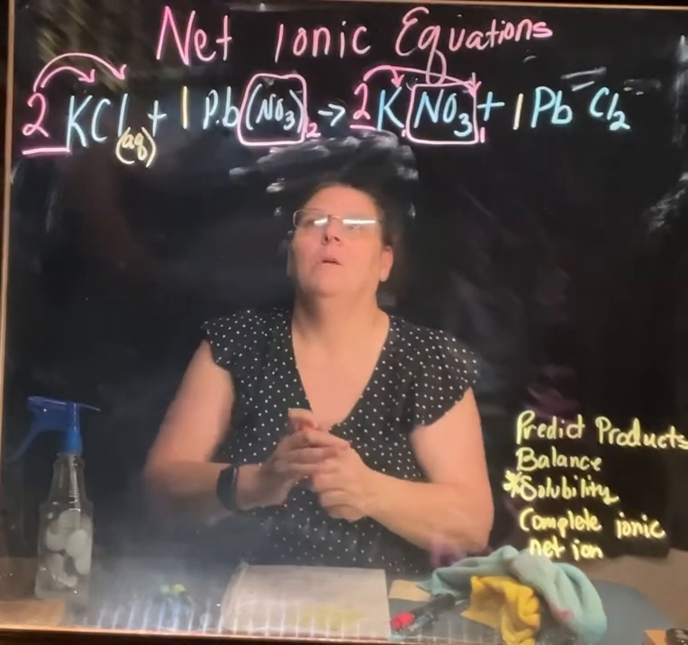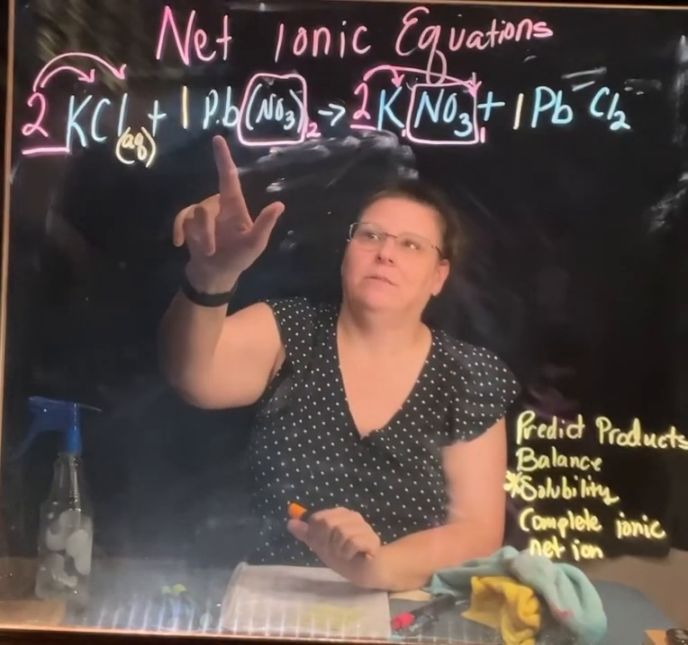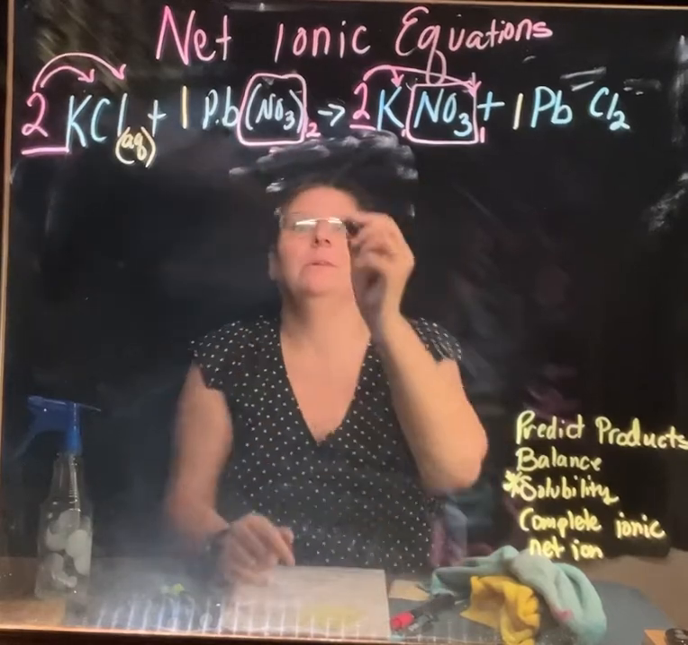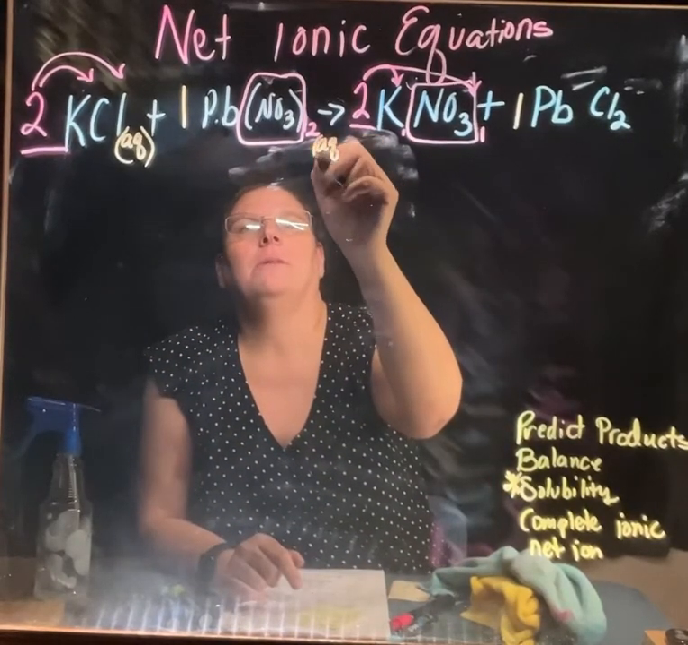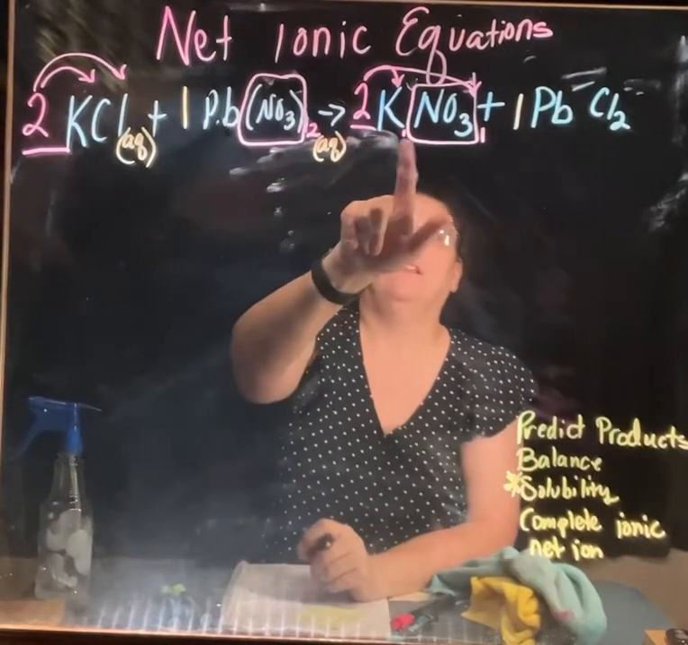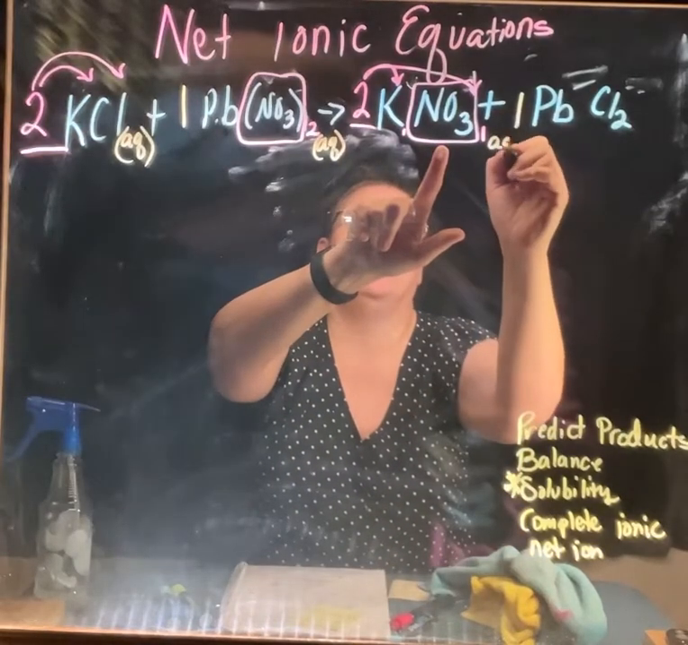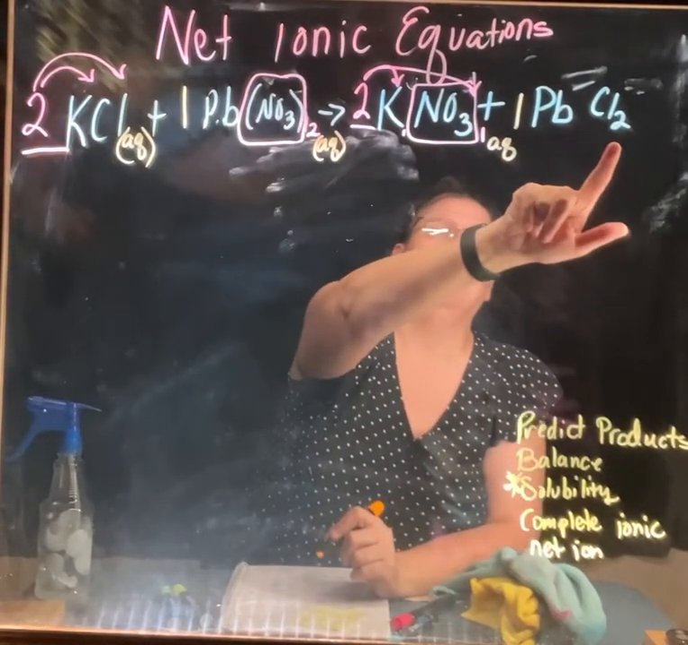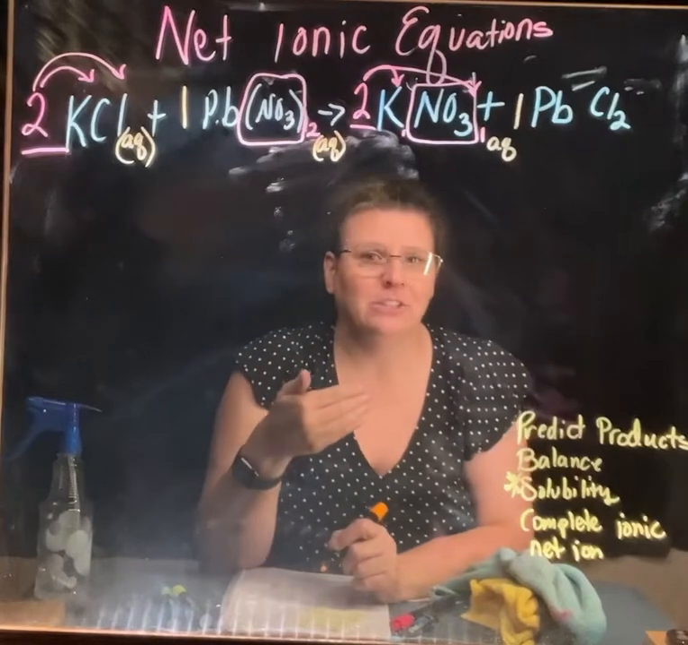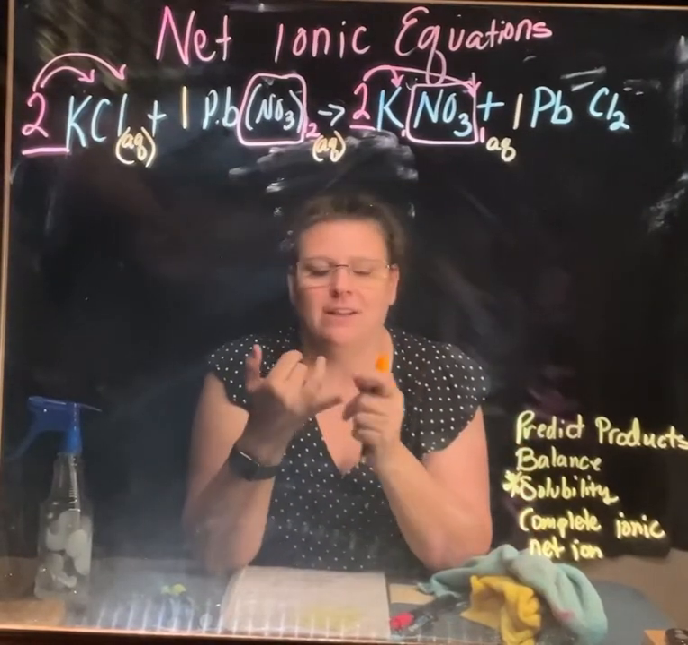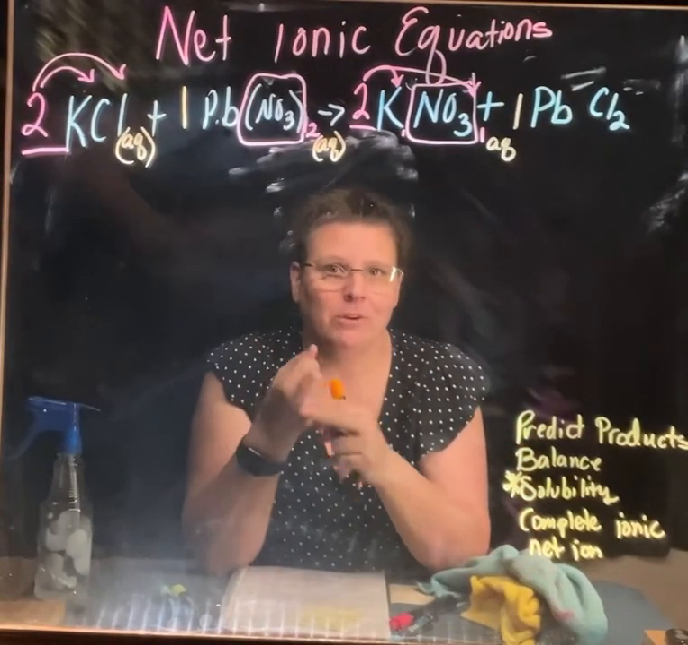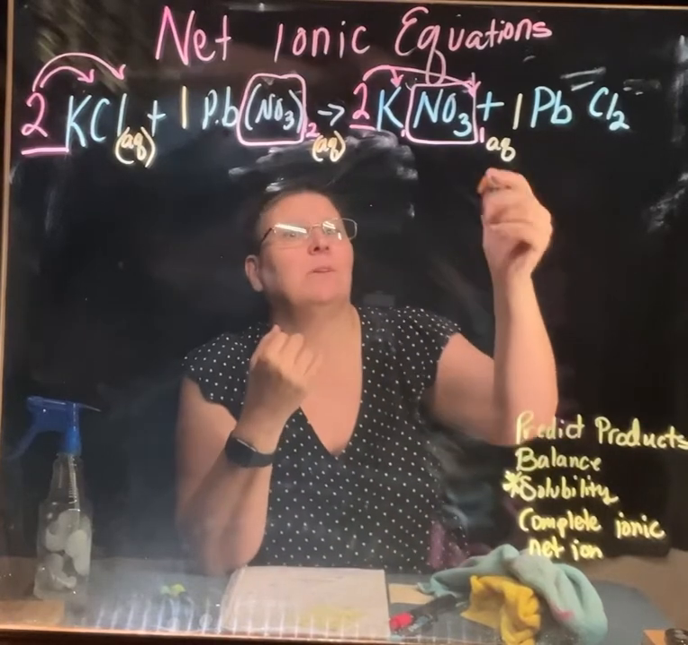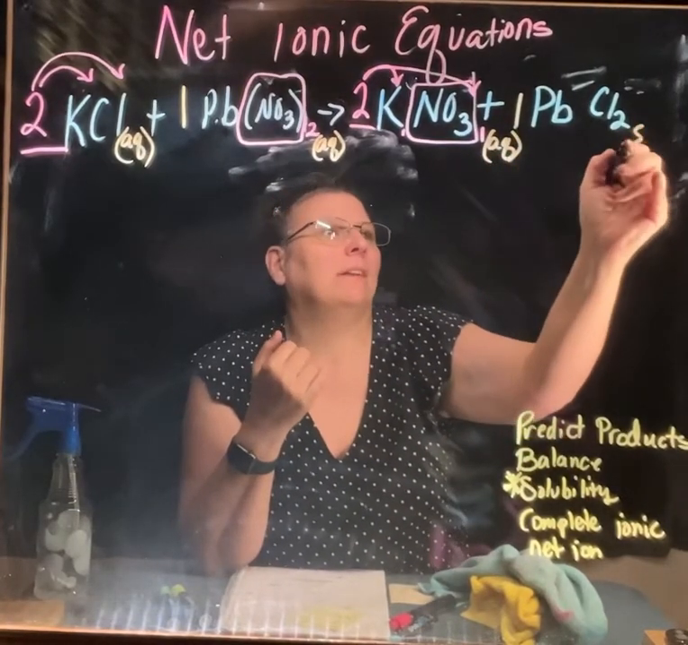Okay? We have a nitrate. It is always soluble, so you have another aqueous. Then here's a nitrate again, always aqueous. Here is a chlorine. It's a halogen. It is soluble unless it's with silver, mercury, or lead. Well, in this case, it's with lead, so we're going to make it a solid.